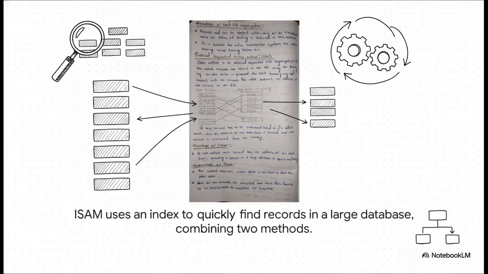A classic example of this is something called ISAM, which stands for Indexed Sequential Access Method. It's a really clever way of combining the ideas we've already talked about. ISAM takes a file that's already sorted sequentially and then builds a separate, smaller index file right on top of it. It's the best of both worlds.